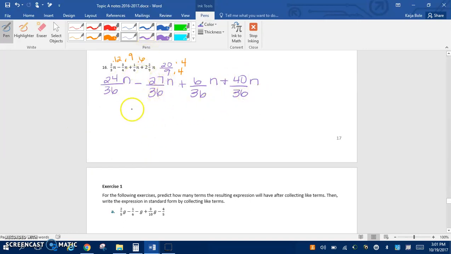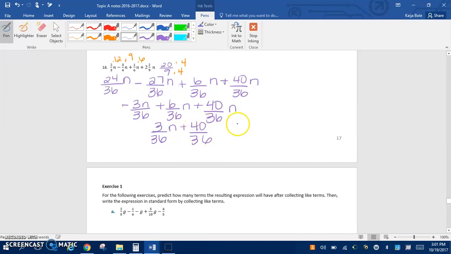So 24 minus 27 would be minus 3n/36. I'm going to bring everything else down. Plus 6/36 n plus 40/36 n. So now we have negative 3 plus 6 would give us a positive 3/36 n plus 40/36 n. And then when we add 3 plus 40, we end up with 43/36 n, which we can't simplify, so that is our final answer.